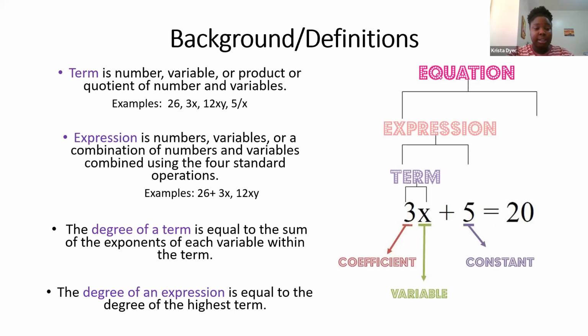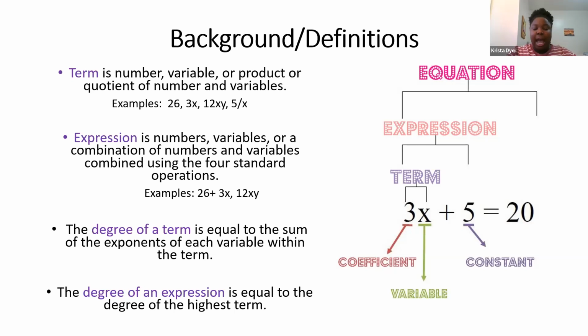An expression is a number, variable, or a combination of numbers and variables combined using the 4 standard operations. So we can kind of think of it as combining terms together using pluses and minus signs. So all of the standard operations can combine a number, a variable, or a combination of numbers and variables. So for this example, I have 26 plus 3x. That's an expression. It combines 26, it combines 3, and it combines x using addition and multiplication.